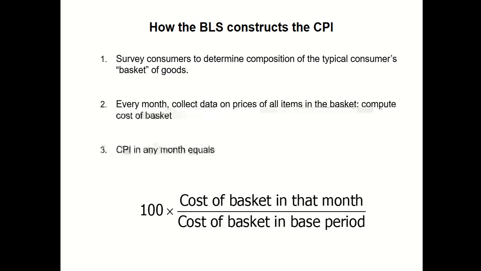Then, every month, collect data on prices of all items in the basket and compute the cost of the basket. Compute the cost of all items present in the basket, and CPI in any month equals, and the formula for calculating CPI is given over here, that is cost of basket in that month divided by cost of basket in base period multiplied by 100.